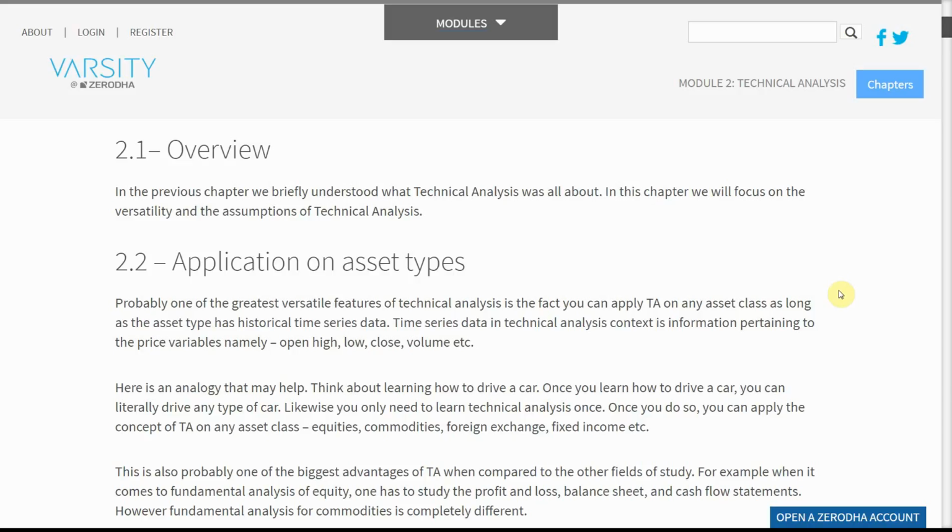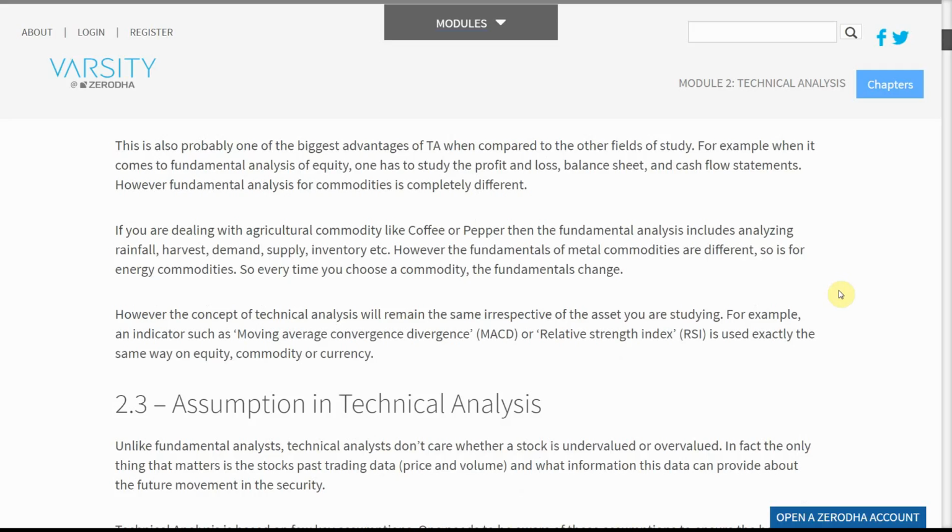Once you learn how to drive a car, you can literally drive any type of car. Likewise, you only need to learn technical analysis once. Once you do so, you can apply the concept of TA on any asset class: equities, commodities, foreign exchange, fixed income, etc. This is also probably one of the biggest advantages of TA when compared to the other fields of study. For example, when it comes to fundamental analysis of equity, one has to study the profit and loss, balance sheet, and cash flow statements.